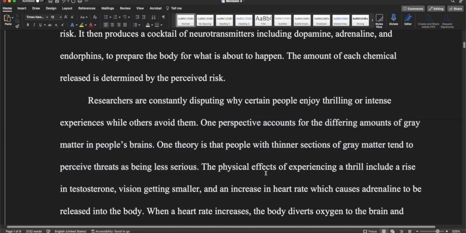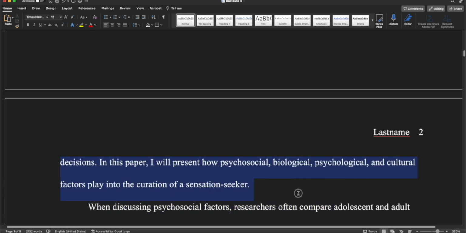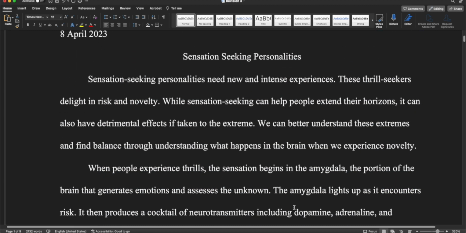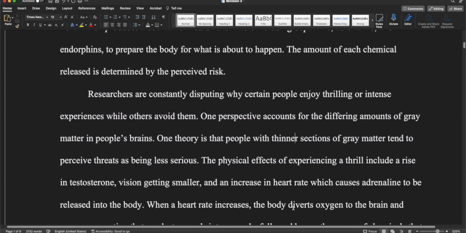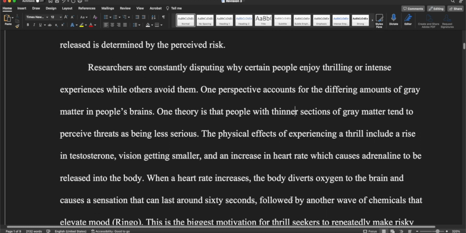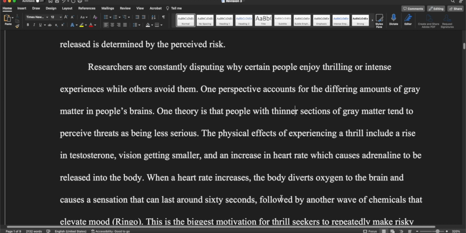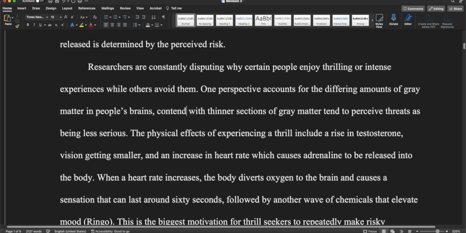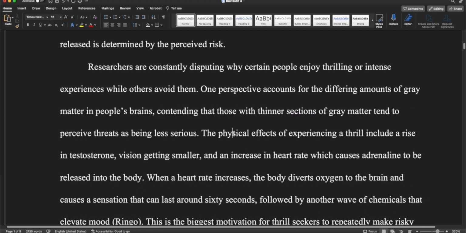This is another introduction, right? We're down to introduction 2. So let's read introduction 2 and then we can decide which one to keep. Researchers are constantly disputing why certain people enjoy thrilling or intense experiences while others avoid them. One perspective accounts for the differing amounts of gray matter in people's brains. We don't want to say one theory is that people, already got one perspective accounts. Contending that those with thinner sections of gray matter tend to perceive threats as being less serious.